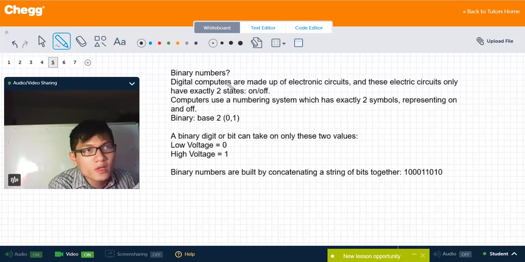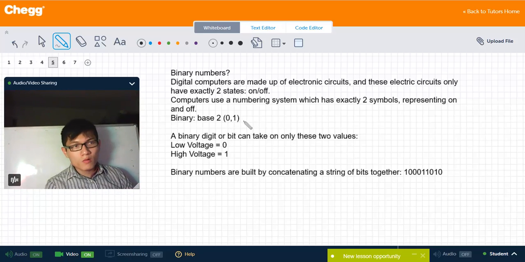And why do we have to study binary numbers? In computer science and electronic engineering, digital computers are made up of electronic circuits, and these electronic circuits only have exactly two states, on or off. Computers use a numbering system which has exactly two symbols representing the on and off states. So we define another type of number, the binary number, which has base 2. It has only 0 or 1.